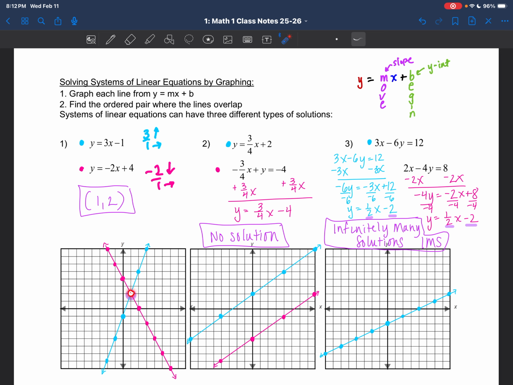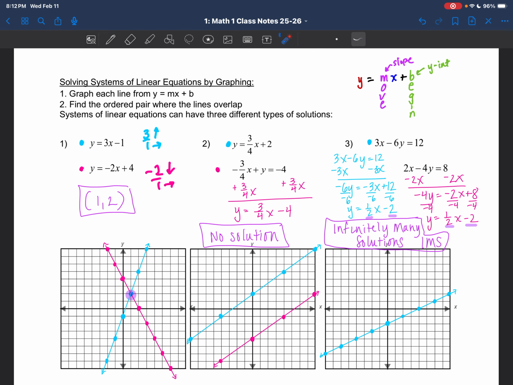So this point right here is your solution. And what we do is we write the solution as 1, 2. We write it as an ordered pair because at this point, your x and your y's are the same for both equations. So this is your solution.